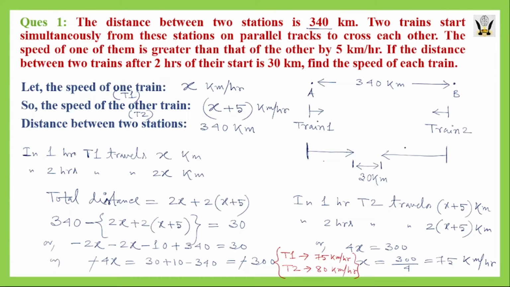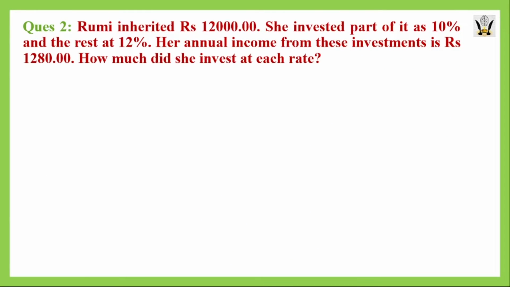Now we will move on to the next problem sum, and it says that Rumi inherited rupees 12,000. She invested part of it at 10% interest and the rest at 12% interest. Now her annual income from these investments is rupees 1280. How much did she invest at each rate?